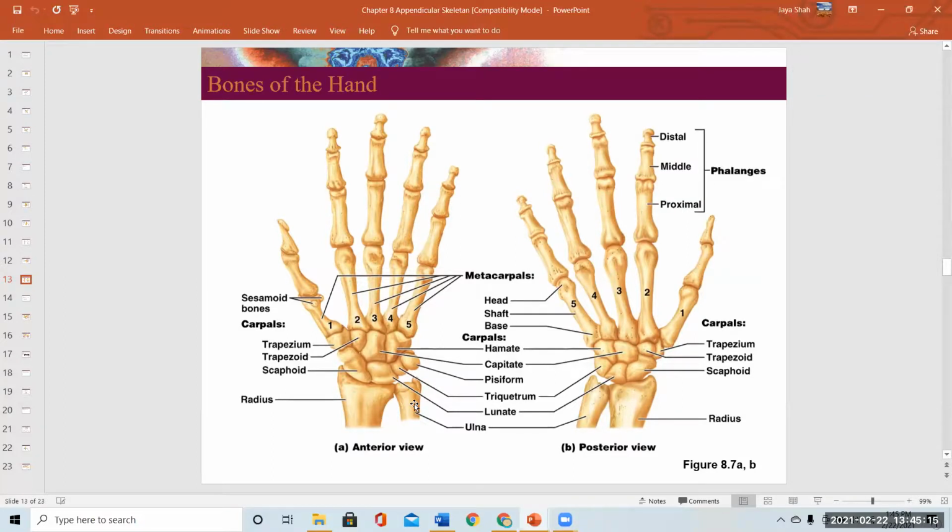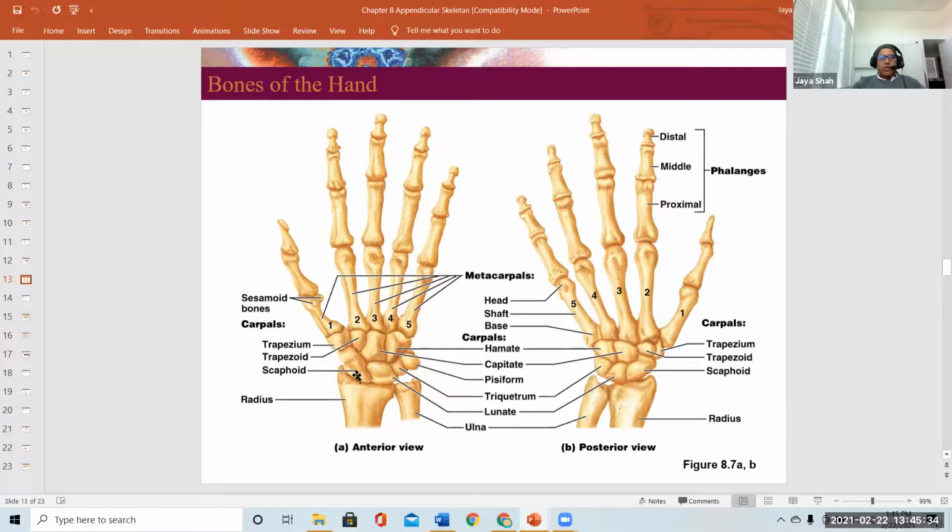Ulna? Ulna is medial, yes. And radius is lateral. So in the lateral side, what do you see? Just above the radius, which bone is it? Scaphoid. So there's two rows. This is the proximal row.